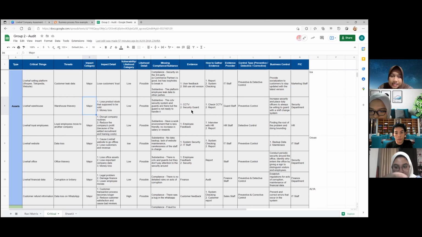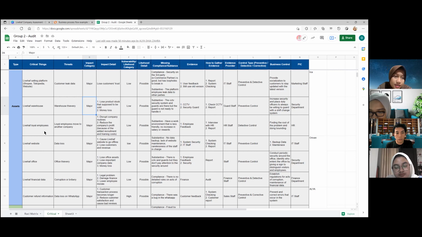The evidence is from the CCTV and also the security guard. To get this evidence, we check the CCTV and also the report. The evidence provider is the guard staff. The control type is preventive control because we want to prevent this problem. The business control is to increase security and place a duty officer to always be willing to work with a safe chain of system. The PIC is the security department, which will handle all security matters.